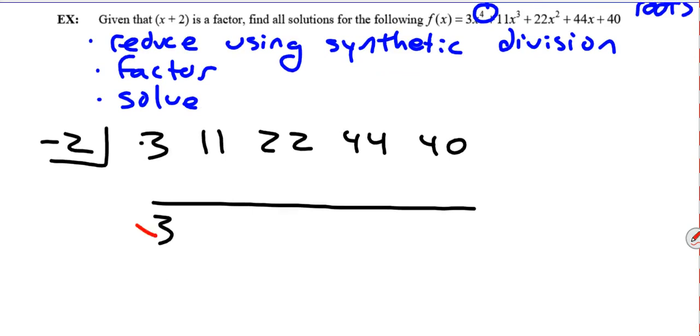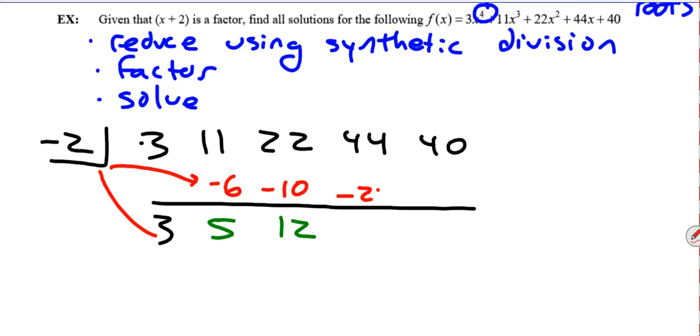3 times negative 2 is negative 6. 11 minus 6 is 5. 5 times negative 2 is negative 10. I get 12. 12 times negative 2 is negative 24, which is 20. 20 times negative 2 is negative 40. 40 minus 40 is 0. So we did it right. I got 0 as my remainder. I have 3, 5, 12, and 20.